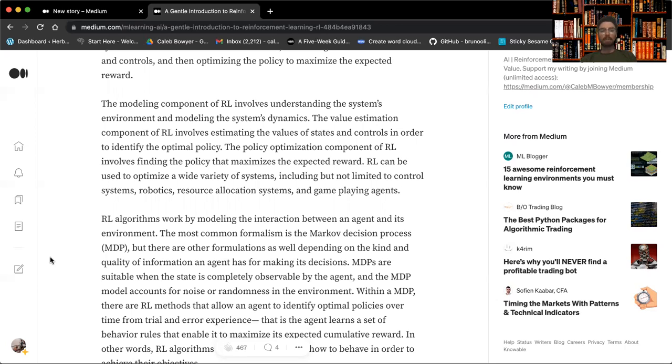RL can be used to optimize a wide variety of systems, including but not limited to control systems, robotics, resource allocation systems, and game-playing agents.